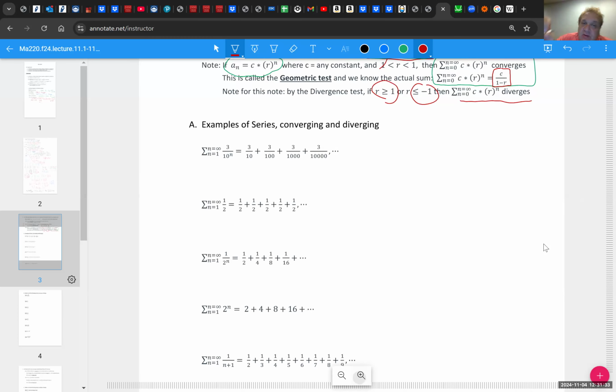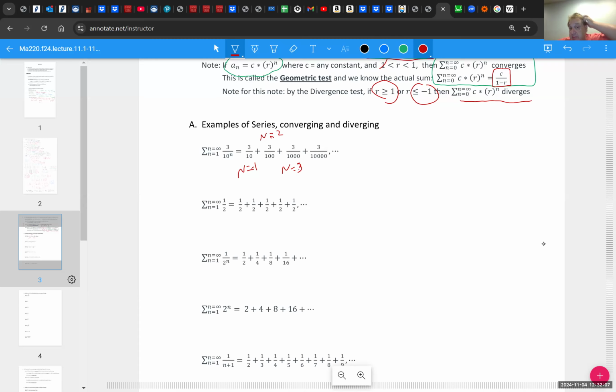Okay, so the first series, the things that we're adding together are 3 over 10 to the n, and it says start at n equals 1 and keep going to n equals infinity. So you might notice that this is n equals 1. If I stick in 1, I get 3 over 10 to the 1, which is 3/10. N equals 2 would be 3 over 10 squared, or 3 over 100. N equals 3 would be 3 over 10 cubed, which is 1,000, et cetera.